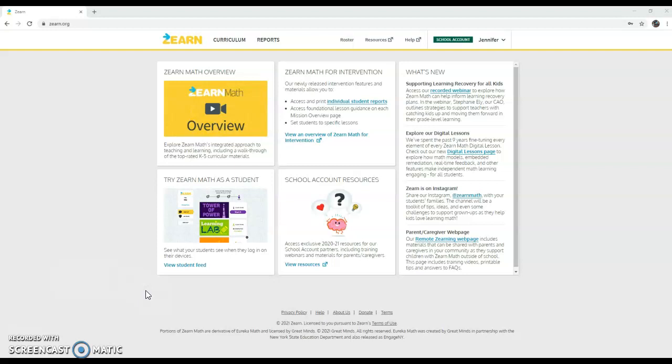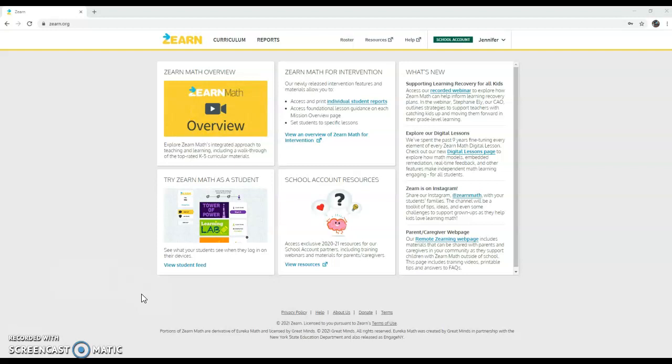In this case, the resource that I'm sharing with you today is something that is used in my school and was implemented by my administrator. This is called Zearn, and you can access the website at zearn.org.